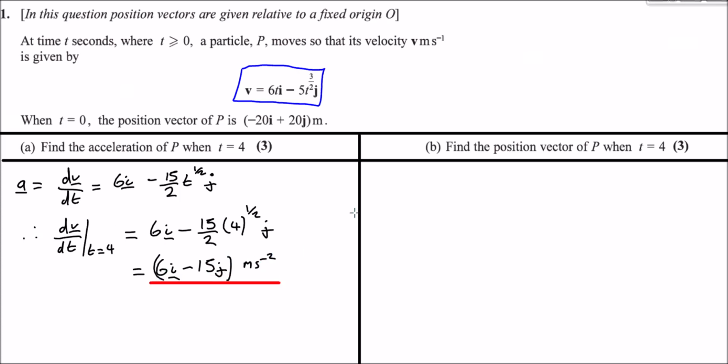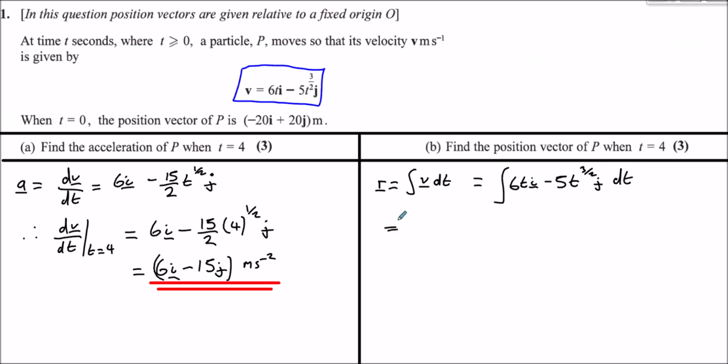Part B, we now need to find the position vector of P when t equals 4. To find the position vector from v: when we differentiated v, we found a, so we go the other way if we're trying to find a position vector. To find displacement, or the position vector essentially, we integrate v. So r we can find by integrating v with respect to t. So we're integrating 6ti minus 5t to the 3 over 2 j, all with respect to time.